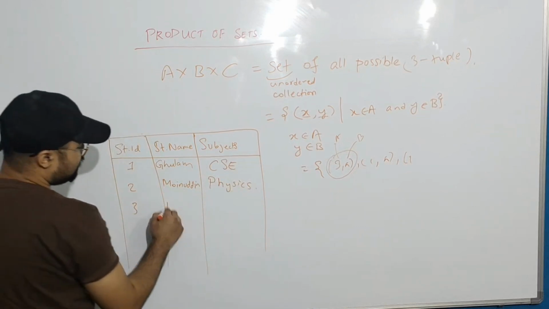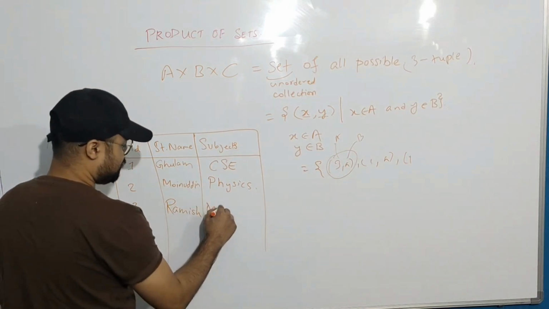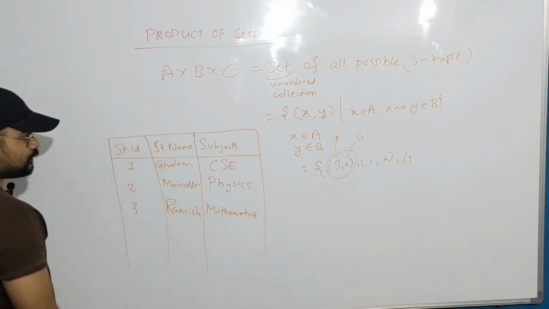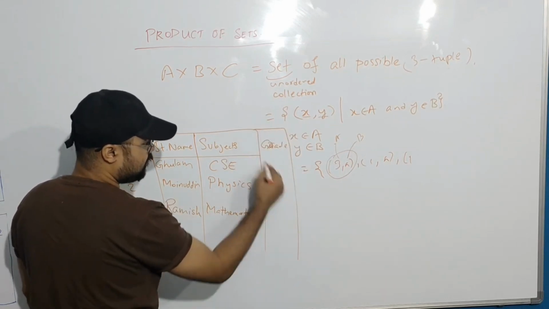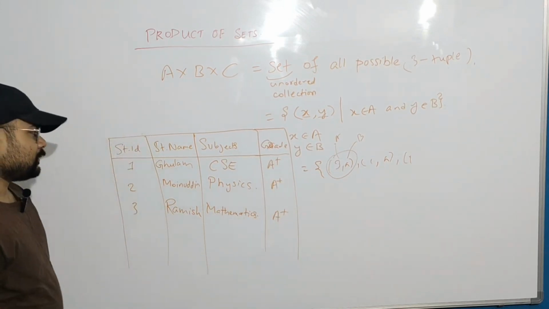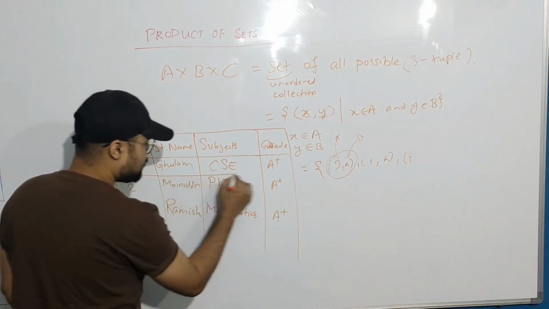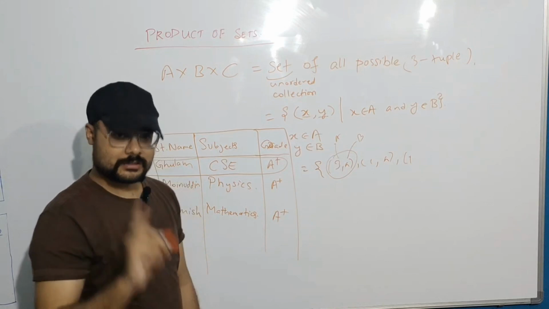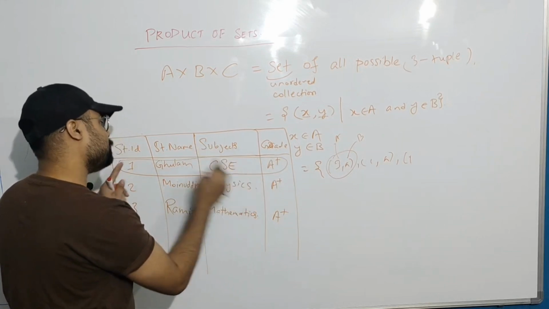And there is a third student, let's say his name is Ramesh, and he is a student of mathematics. And the grade is that they are all toppers, always A plus, A plus, A plus. So in this case, each row is information about one entity, which entity is a student. So one row contains all the information about Gulam, all the information about this student.